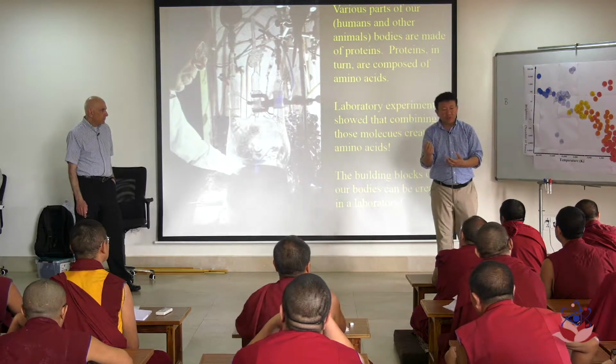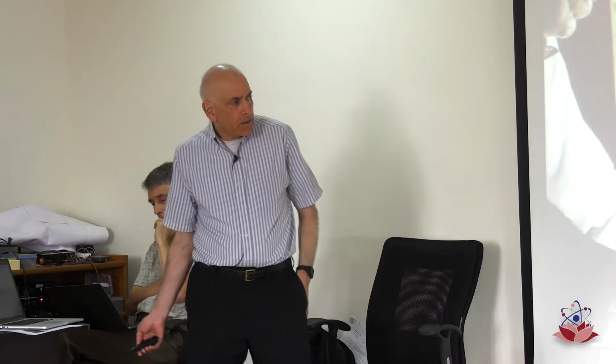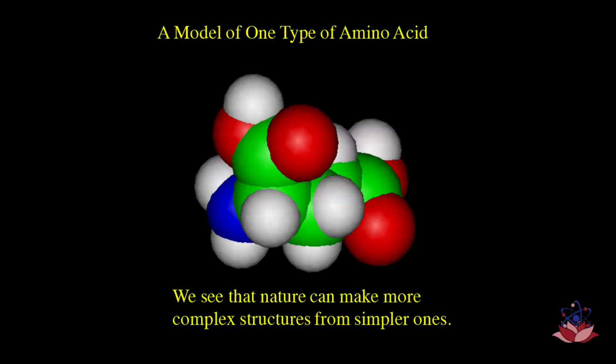Here is a model of an amino acid. You can see that it's a bit more complex than the simpler ones we had earlier, like carbon dioxide.